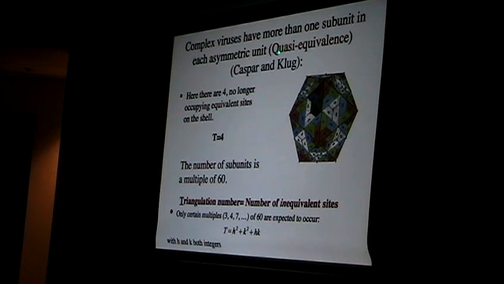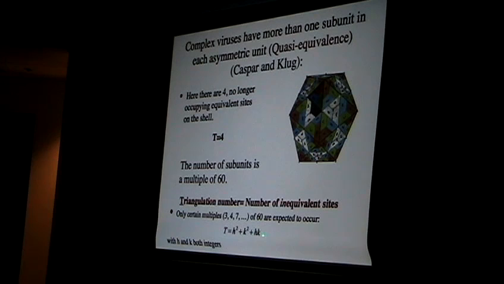Caspar and Klug introduced the idea of quasi-equivalence and the triangulation number, which is equal to the number of equivalent sites. In this case, the number of equivalent sites is 4, so T is equal to 4. But we cannot have any T number. T should be such that T is equal to H squared plus K squared plus HK, with H and K both integers.